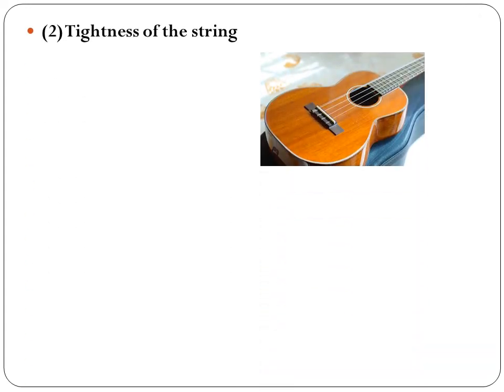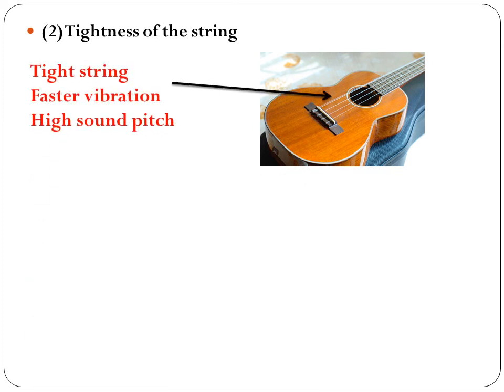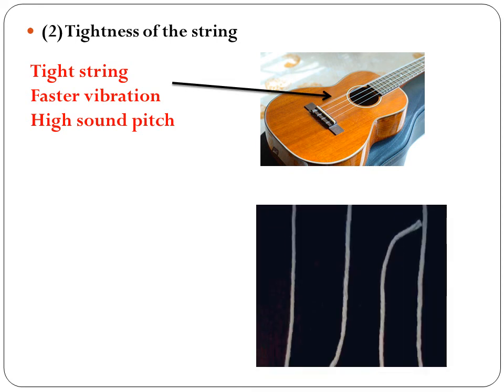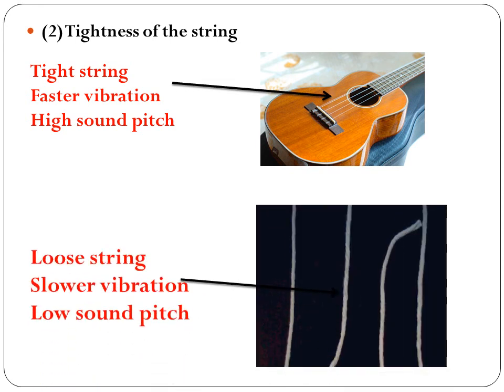The second factor here is the tightness of the string. The tight string gives me faster vibration, and when faster vibrations happen, this is high sound pitch. But if the string is loose, it gives me slower vibration. This is called low sound pitch.